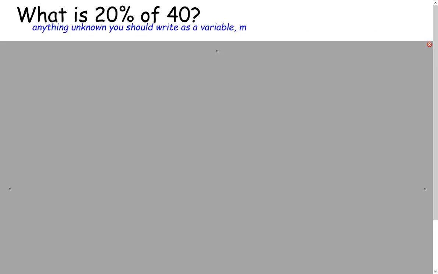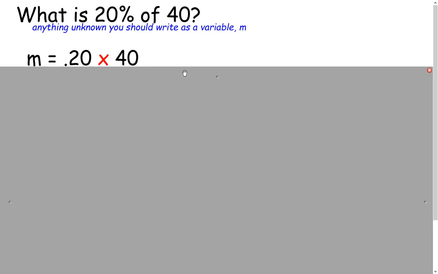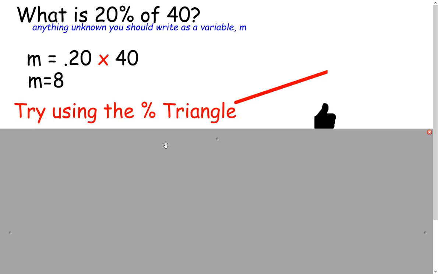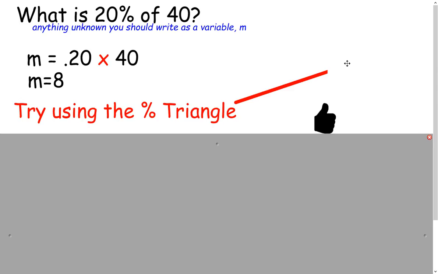So let's go ahead and try some. What is 20% of 40? Anything unknown you should write as a variable. We're going to use M here for missing. So what is 20% of 40? We already know the answer to this, but we can multiply it and get 8. But we're going to try using the triangle method we talked about before.